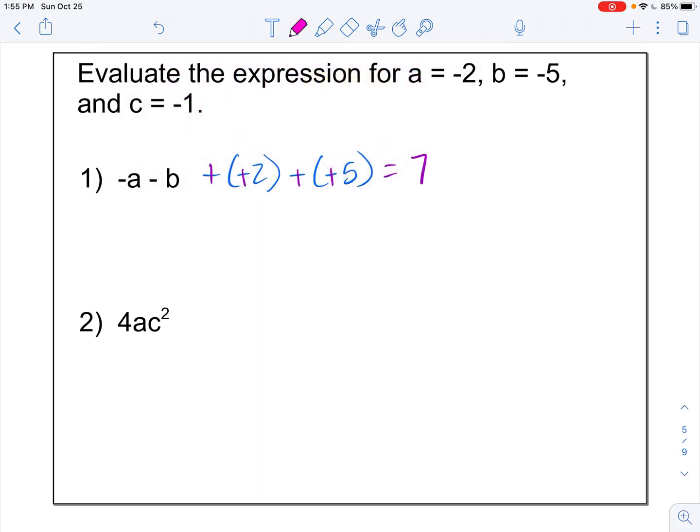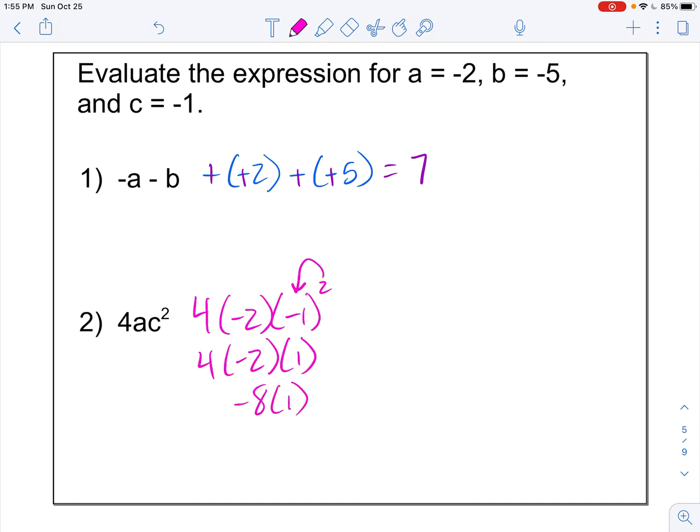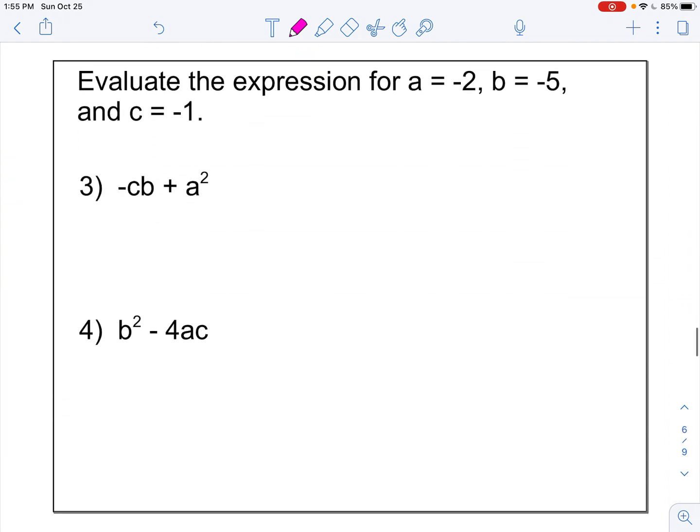Change back to pink. Let's do 4 times A, which is negative 2, times C squared, and C is negative 1. So before I can multiply, I have to do these exponents. So I'm going to do 4, negative 2, negative 1 times negative 1, that is a positive 1. And now I can just multiply because all my exponents are gone. So this would be a negative 8 times 1, so my answer is negative 8. That really is the key to evaluating expressions when you have negatives, is to substitute them in inside parentheses. Because this negative, or this opposite here in front of this C, does not take the place of this. They both need to be there.